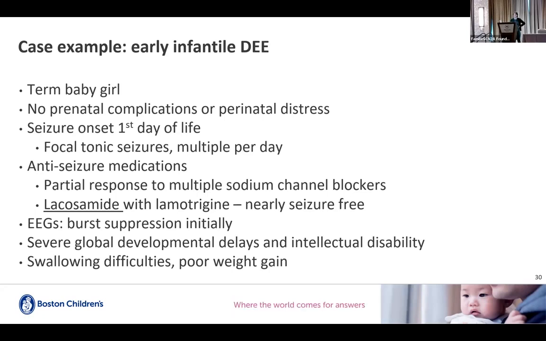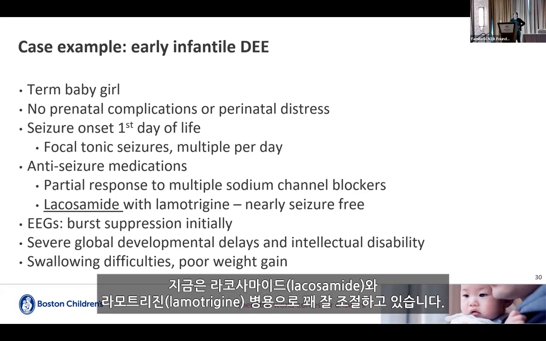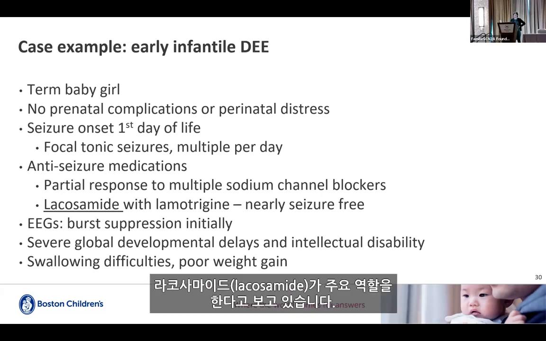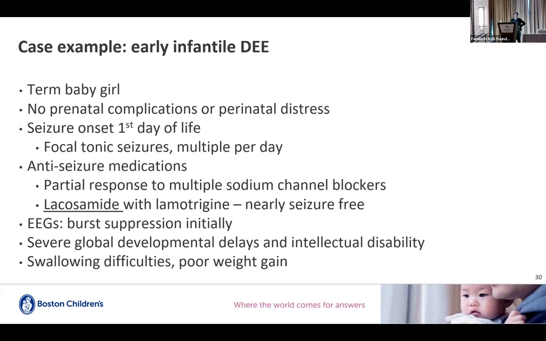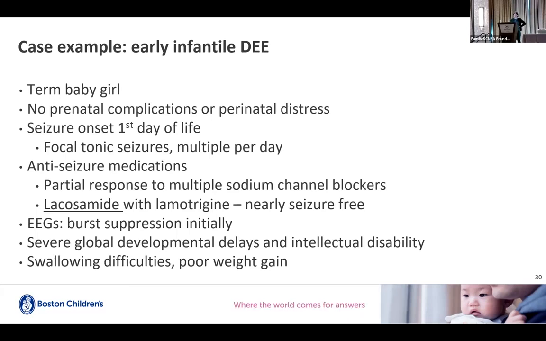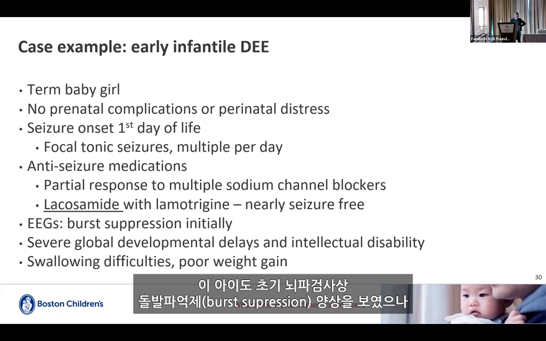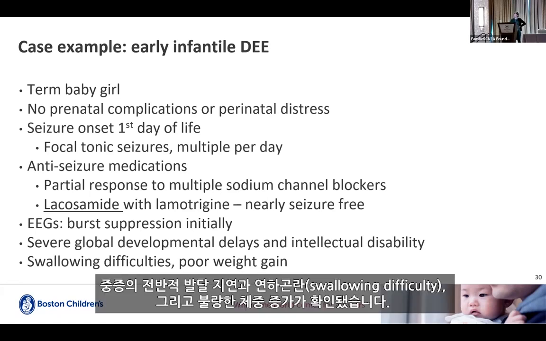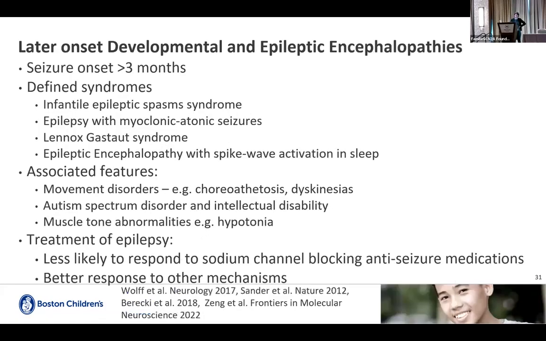medications. In early childhood, she's actually reasonably well controlled now on a combination of lacosamide and lamotrigine, particularly sensitive to missing doses of lacosamide. We think that's been the main one helping her, interestingly, similar to Colin. I don't know, not a lot of literature to support that specifically, but it's interesting. She also initially had a burst suppression pattern on her EEG, has evolved to other patterns over time, severe global delays, swallowing difficulties, and poor weight gain.